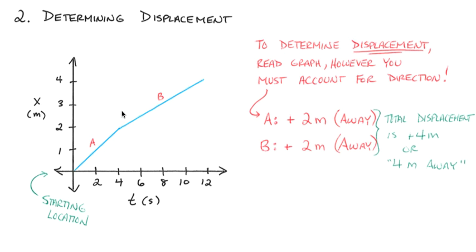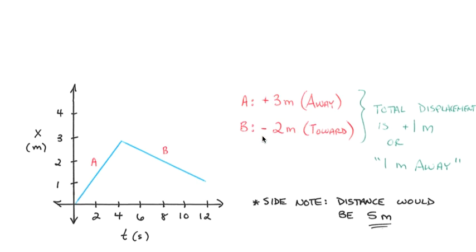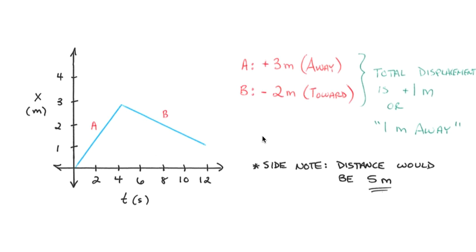I didn't even necessarily have to add these. I could just say, well, I started at 0. I ended at 4, and since displacement only cares about my beginning and ending point, or my beginning and the location I'm currently at, I could have also just read that and said, well, I'm 4 meters away from where I started.